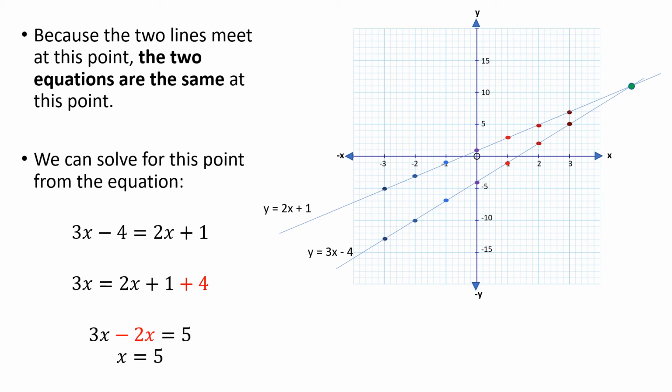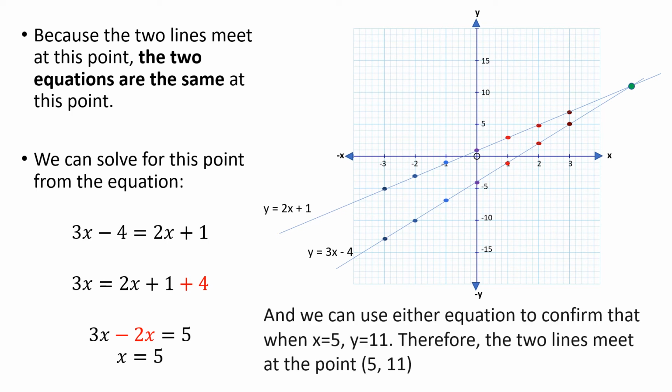So these two lines meet at the point x equals 5. And we can now use either one of the equations to confirm that when x equals 5, y will equal 11. Therefore, these two lines meet at the point 5, 11.